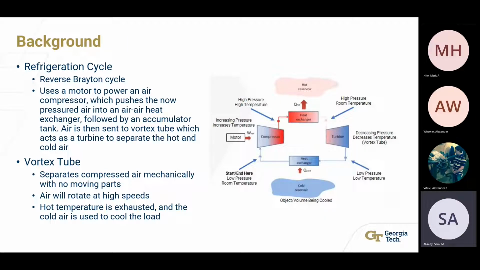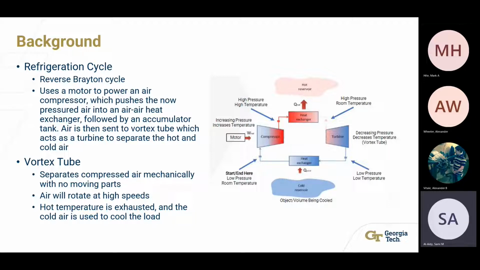Some background information of a refrigeration cycle is that we're using a reverse Brayton cycle. This cycle uses a motor to power an air compressor, which increases the pressure and temperature of the air. This air is forced into an air-to-air heat exchanger, which is followed by an accumulator. The accumulator is necessary in order to maintain the pressure, and the heat exchanger removes the heat from the air without lowering the pressure. This high pressure air is then forced into a vortex tube, which acts as a turbine.